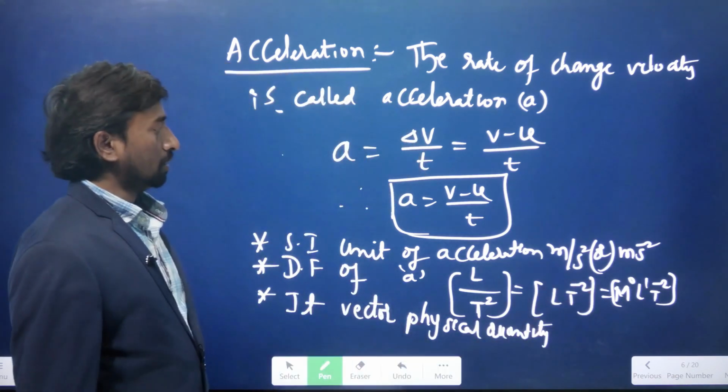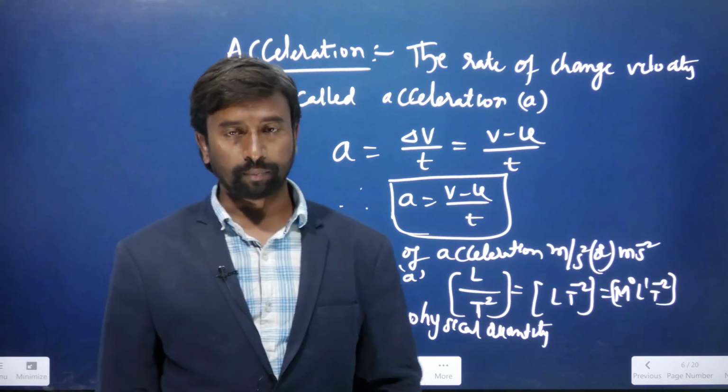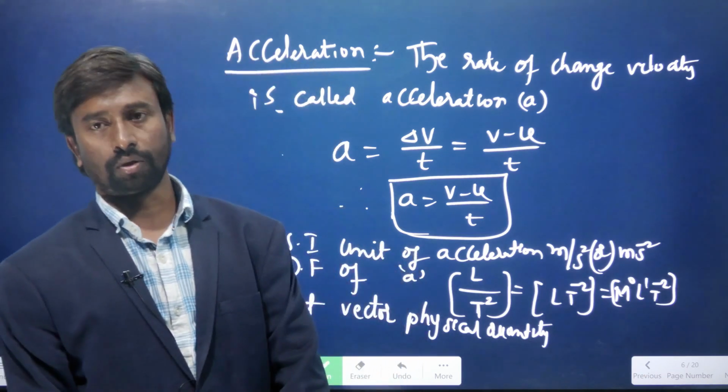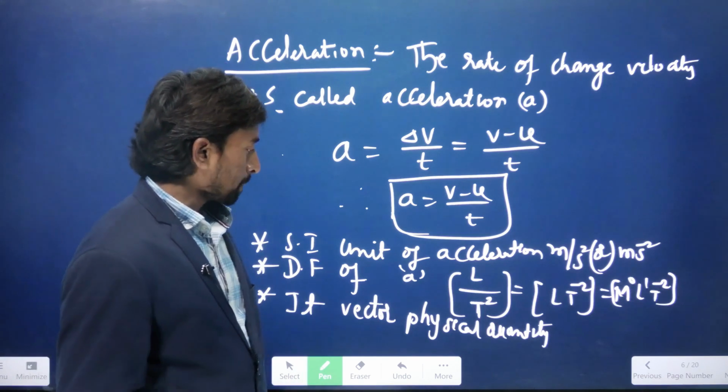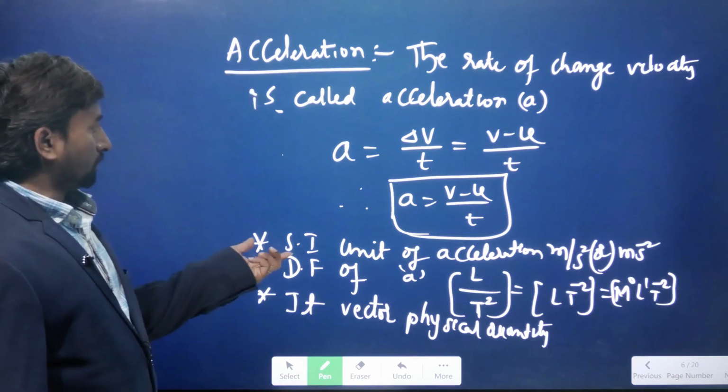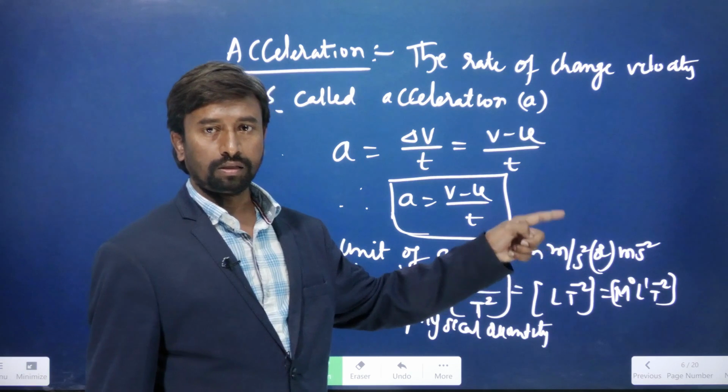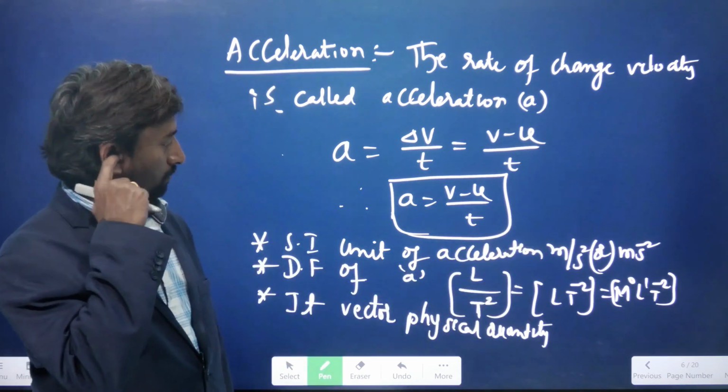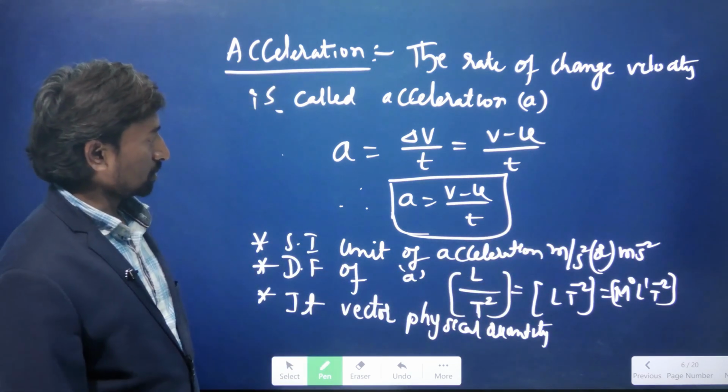Okay. So acceleration may have a positive value, negative value, and 0 also. Then the CGS unit of this acceleration is centimeter per second square. So this is about the acceleration.